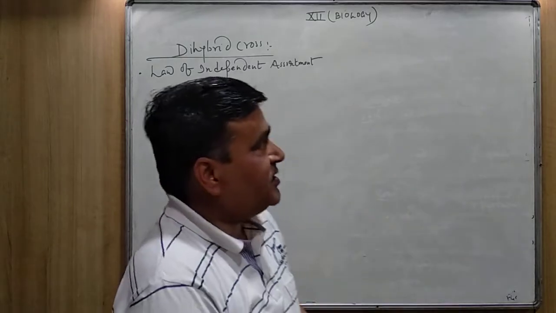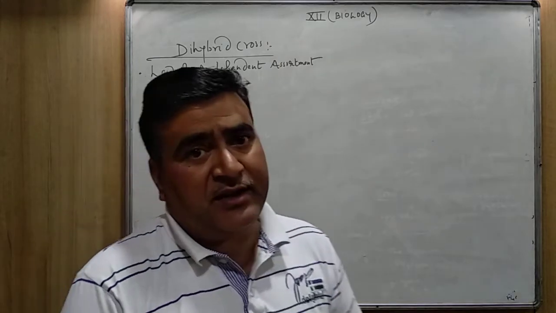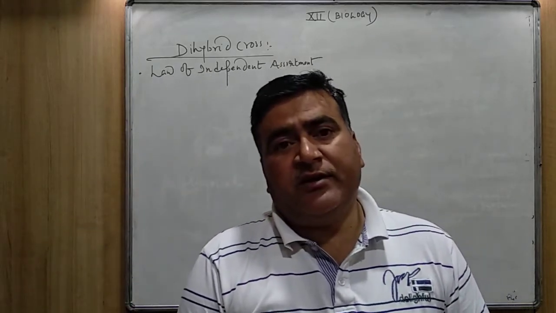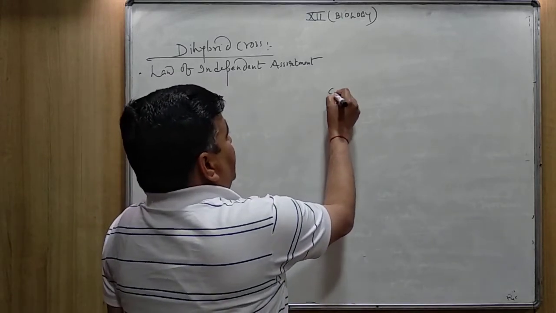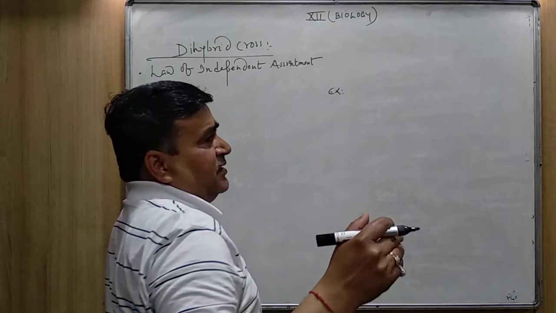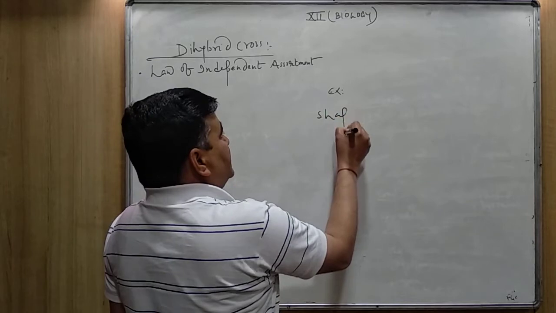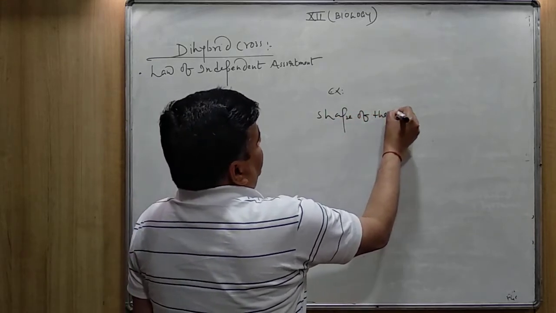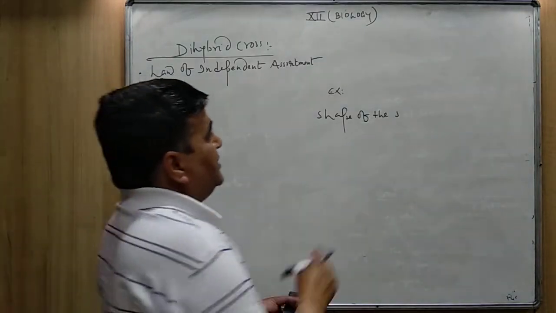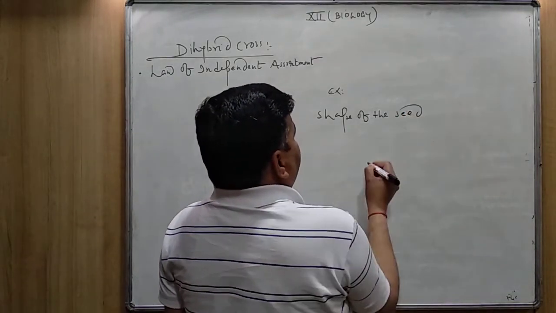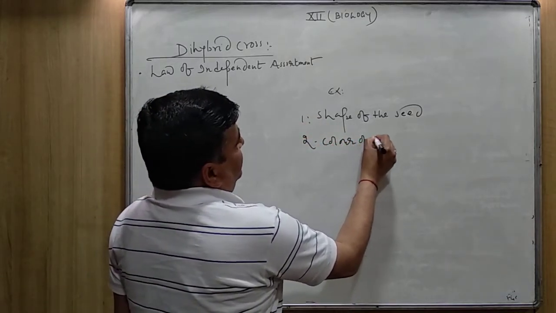But here in the dihybrid cross, we are taking two characters at the same time, as Mendel did in his experiment. He took these two characters, for example, you can take other examples also. The first one is the shape of the seed, and the second one is the color of the seed.